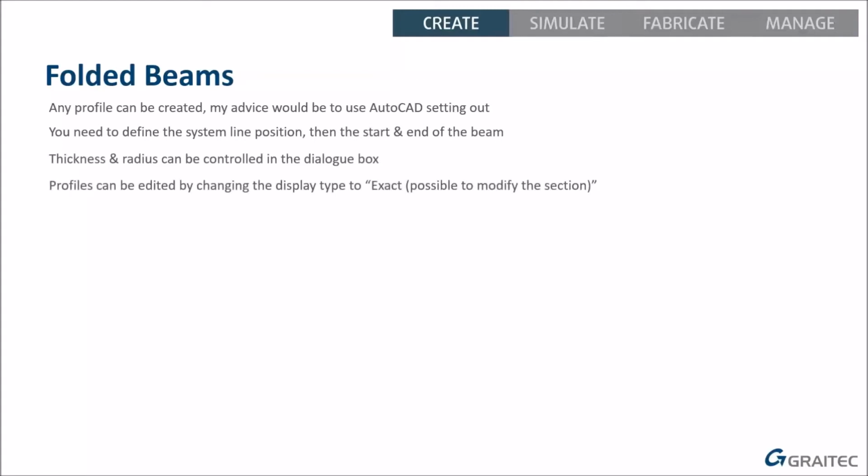One thing that I have only learned in the last 12 months or so is that you can actually edit the profile of a folded beam. I was always under the impression that once it had been created, that was it and you'd have to remodel it. If you change a display type to exact, it's possible to modify the section, which will allow you to actually edit that. So it's quite a useful little function. And because this is a beam element, the connections will work on it as they would on an I-beam. So if you've got a funny folded profile that you need to put a small base plate or cap plate on, you can do that with the connections from the connection vault.